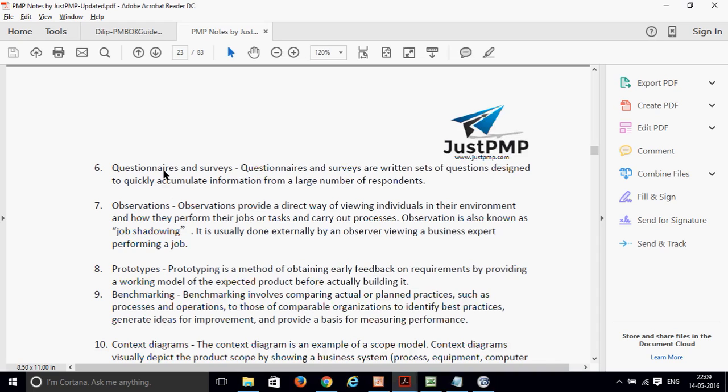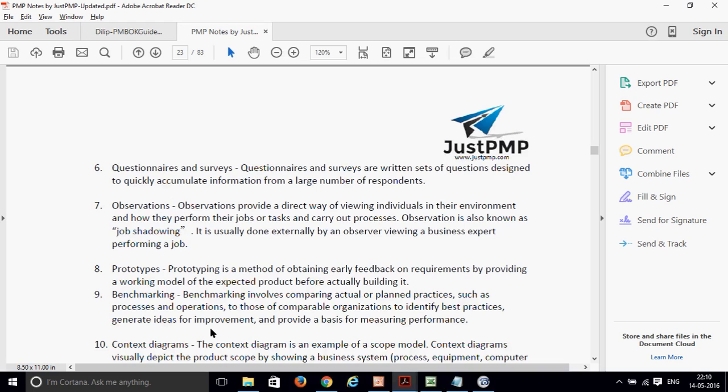A prototype is a method of obtaining early feedback on the requirements by providing a working model of the expected product before actually building it. You have heard about a prototype, right? Somebody gives a requirement and you make a prototype of how it looks before making it fully working. This helps to understand the customer's expectation. He can analyze it better and give the requirements in a better way.